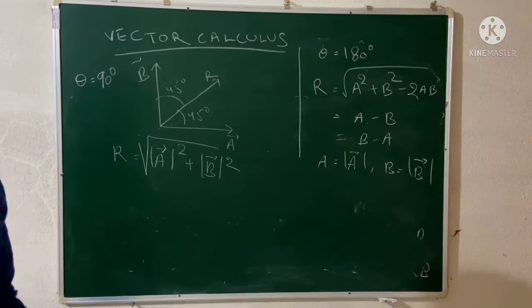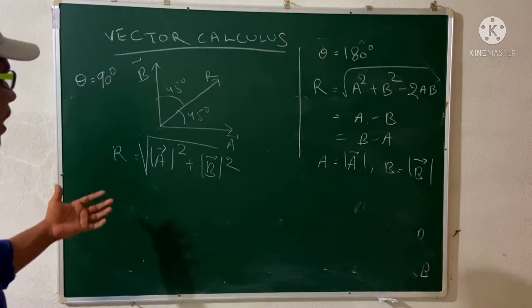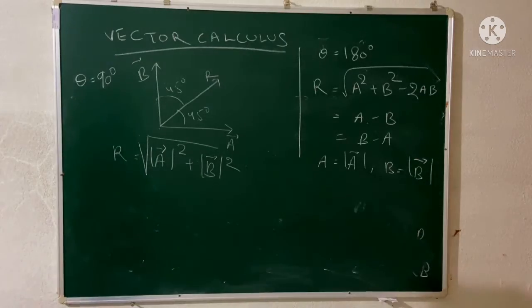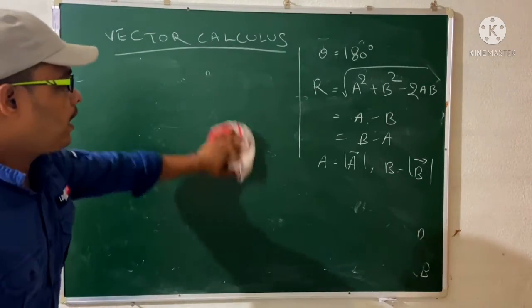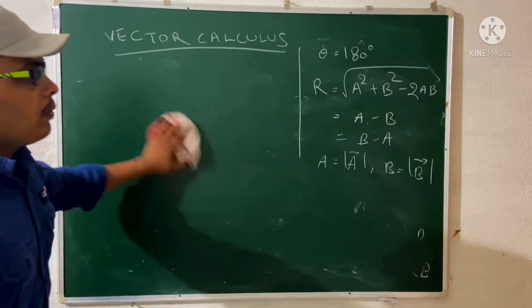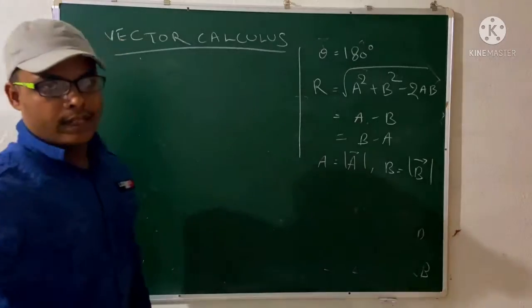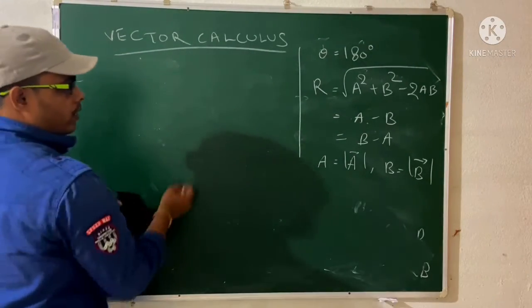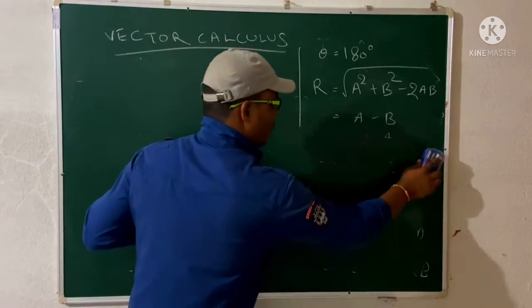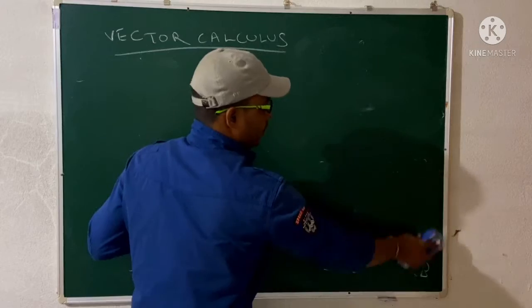Then how will we find theta? That means what is the resultant vector? What is the direction of the resultant vector? We have calculated the magnitude using the formula A square plus B square plus 2AB cos theta. That is the magnitude. Then how will we find the direction? That means two vectors are given to us. Then what will be the magnitude and what will be the direction of the resultant vector?